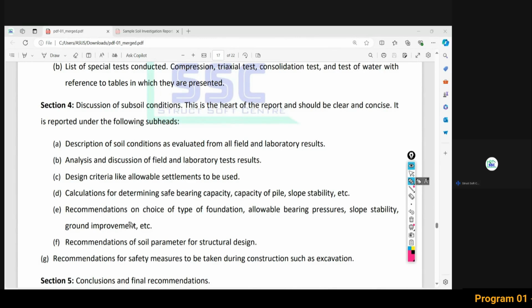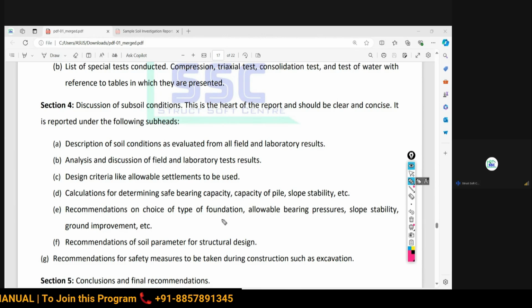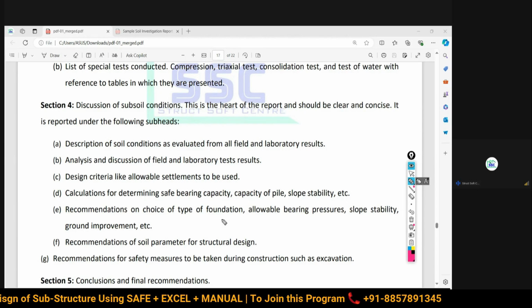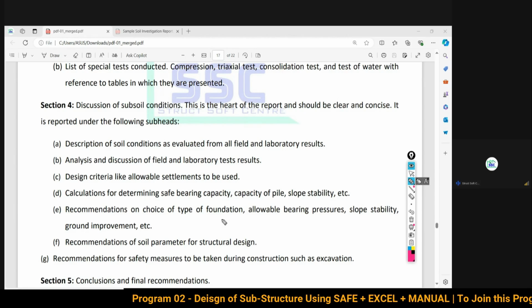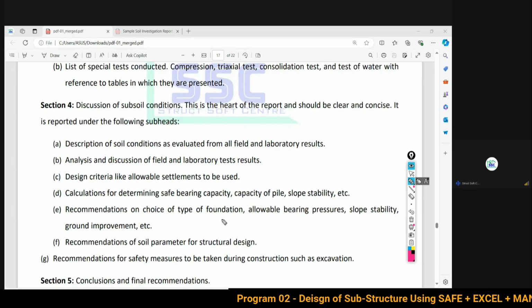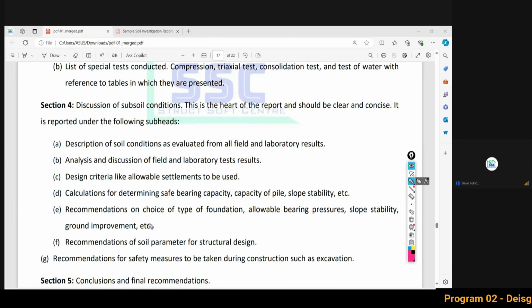So they are recommending the type of foundation that will be suitable. They are giving the different options also: shallow foundation, deep foundation. In shallow, either pad footing, combined foundation will be okay, or raft foundation will be more feasible. If you are choosing the raft foundation, what will happen? If you are taking the pad foundation, what will happen? All that discussion will be there in the discussion section.